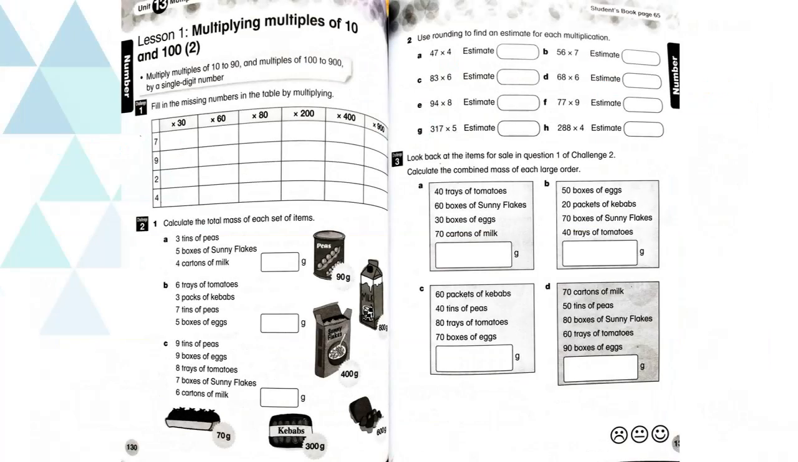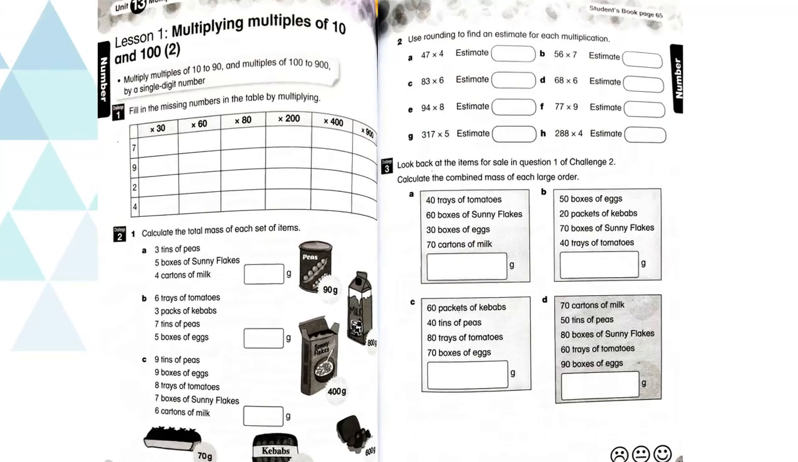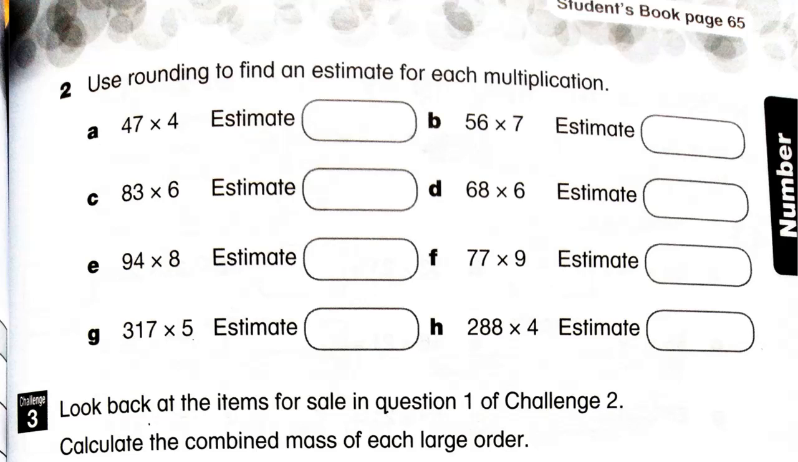We're still doing challenge 2, question 2. Use rounding to find an estimate for each multiplication. As you can see here, we're going to estimate, and then we will use the idea of multiplying by multiples of 10 and 100. For A, we've got 47 multiplied by 4. 47 is between 40 and 50 when I round it to the nearest tens, but I'm going to round up because of the neighbor 7. 47 will turn into 50, and 50 multiplied by 4 is equal to 200.